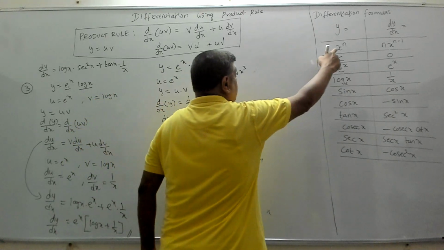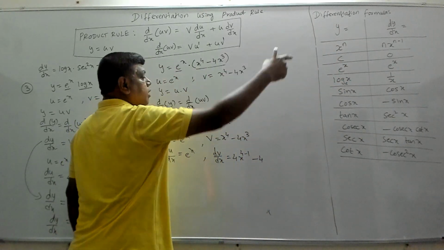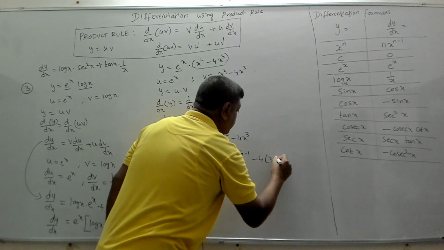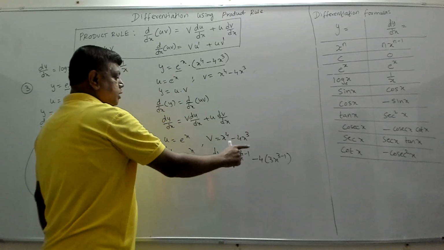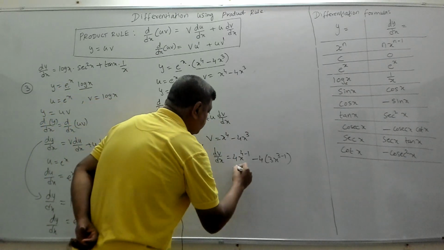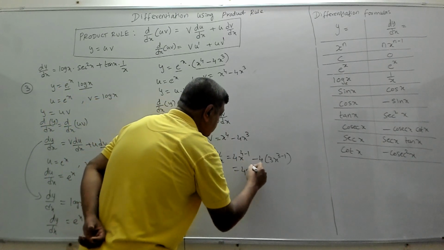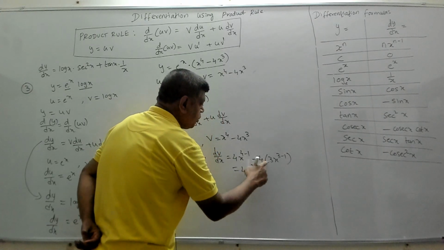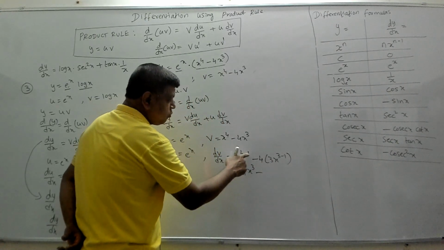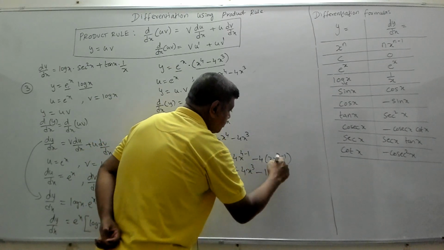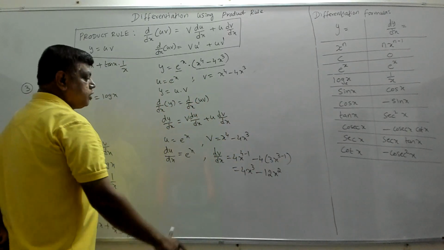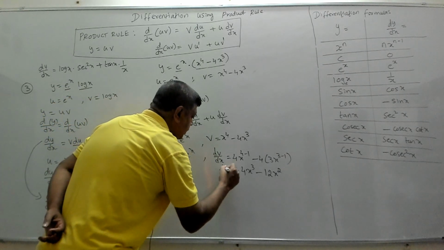X cube is again in the form of x power n, that is n x power n minus 1, which means 3x power 3 minus 1. We have applied n x power n minus 1. So that is equal to 4x cube minus 4 into 3. So this becomes 4 into x power 4 minus 1 is 3. 4 3s are 12 x square. X power 3 minus 1 is x square. So this is our dv by dx.